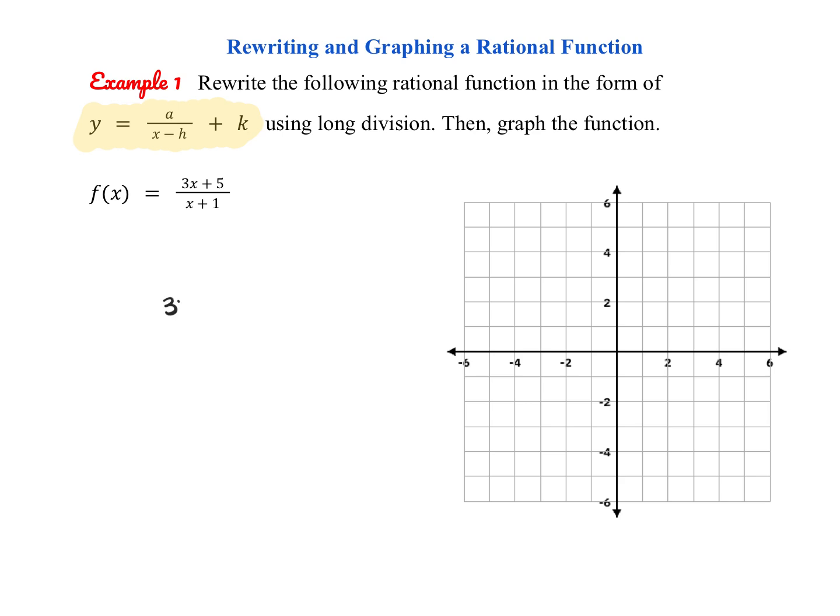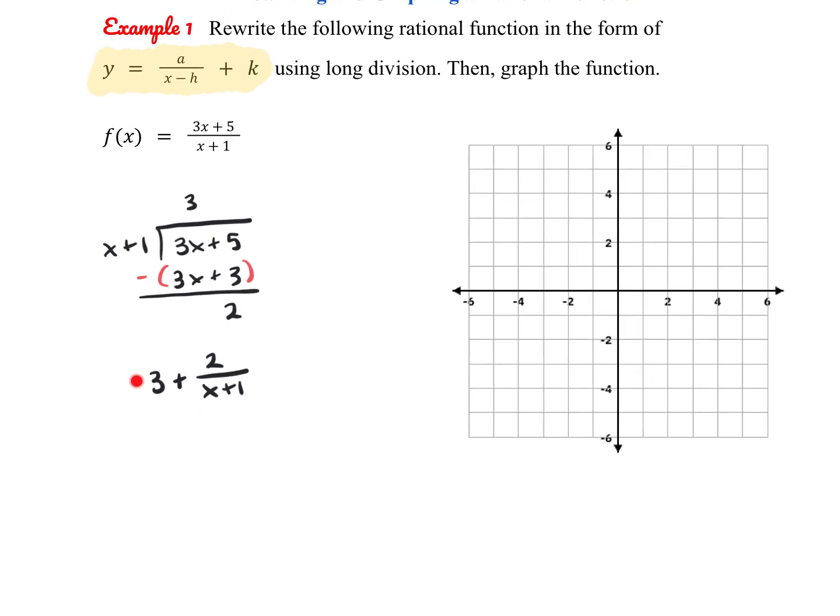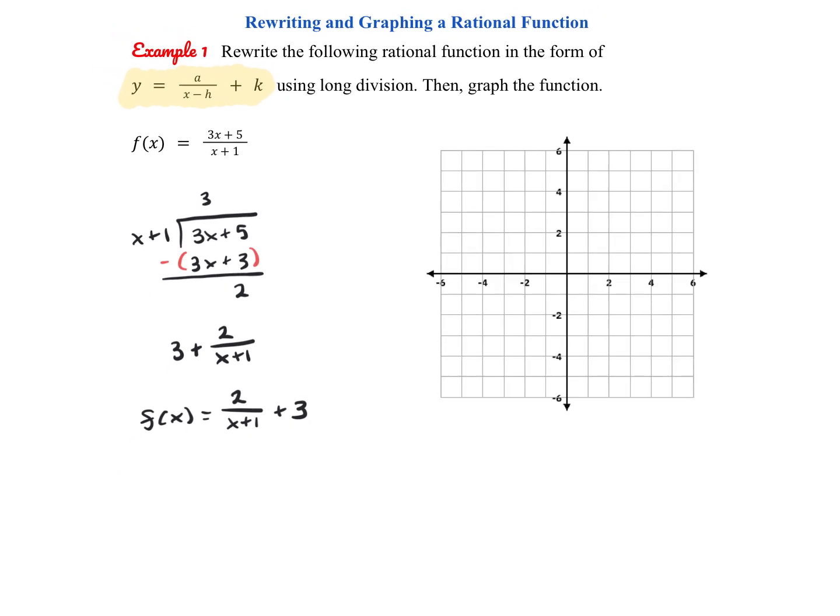So we're going to do 3x plus 5 divided by x plus 1. So 3x divided by x is 3. We multiply and we subtract. So this leaves us with 3 plus 2 over x plus 1. Now, if you simply flip the order of those two, you don't have to do this, but just to really make it match, to drive home that this is just transformational form, we could say 2 over x plus 1 plus 3. So from this form, we should know what to do.